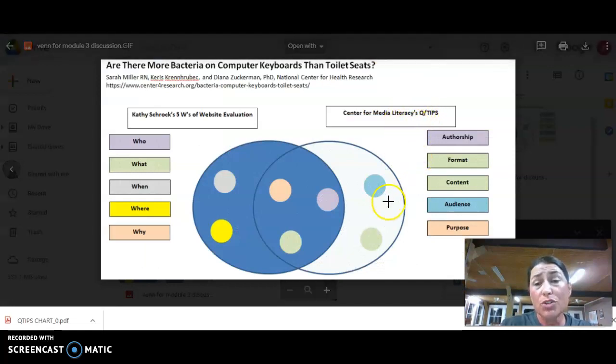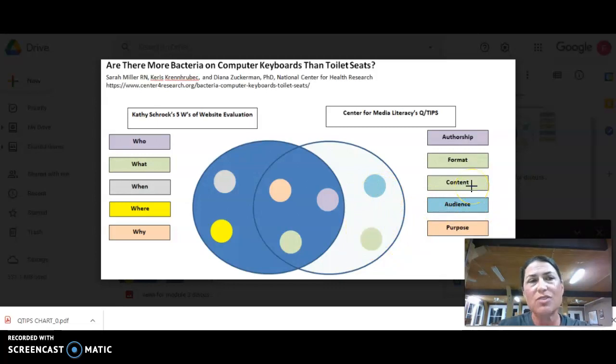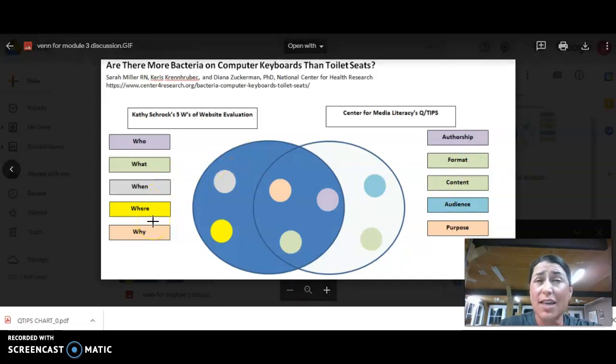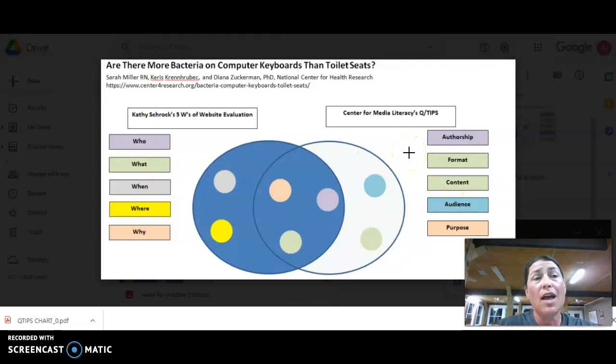As far as the Q-tips unique pieces, the audience piece is unique, as well as some of the content. The content piece that's unique here asks about biases or specific viewpoints that might be shown. You get that with the Q-tips, where you're not really necessarily using or seeing that in the 5 W's model. And then the audience is taken into effect with this particular model: how might different audiences perceive this information differently? If you're writing for a younger audience, will they receive it a different way? That might also drive format to a good extent, maybe your color choices, your font choices, the font size, and that kind of stuff. So it pulls in the design piece as well.